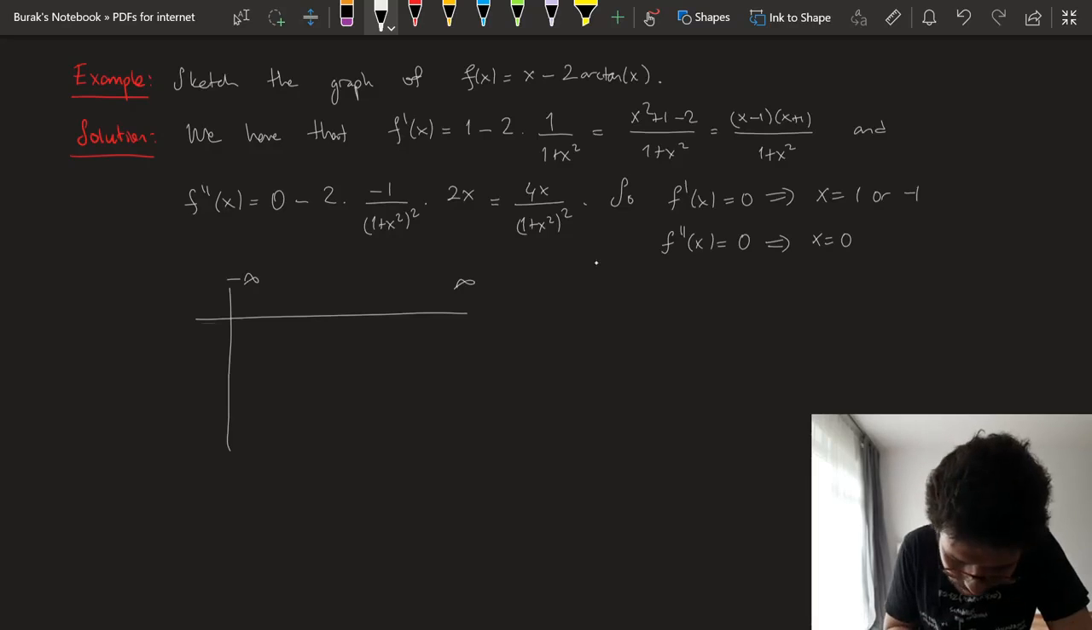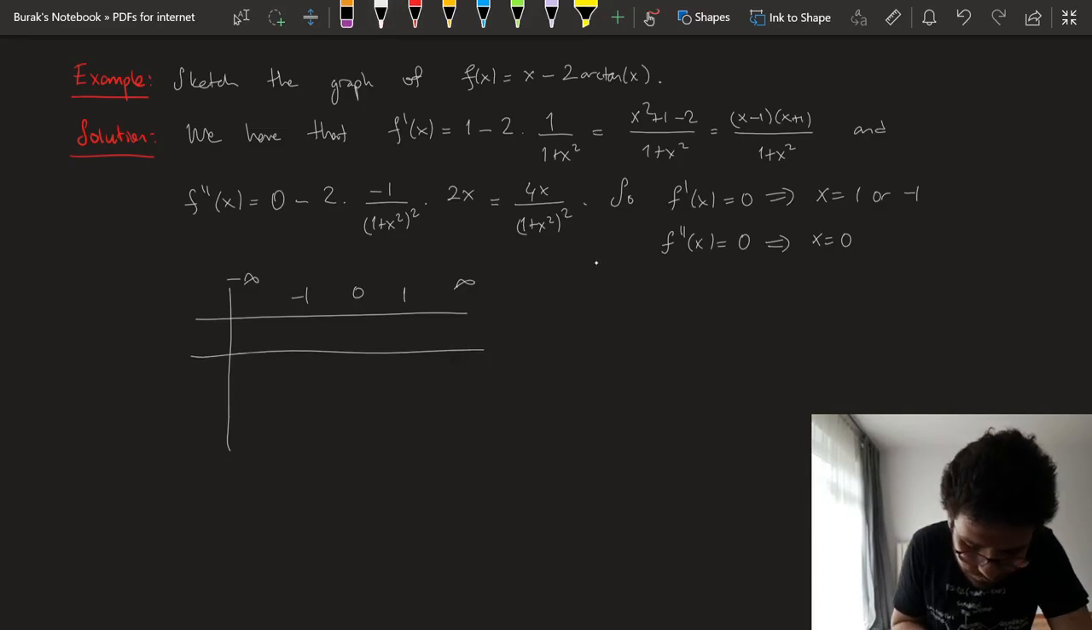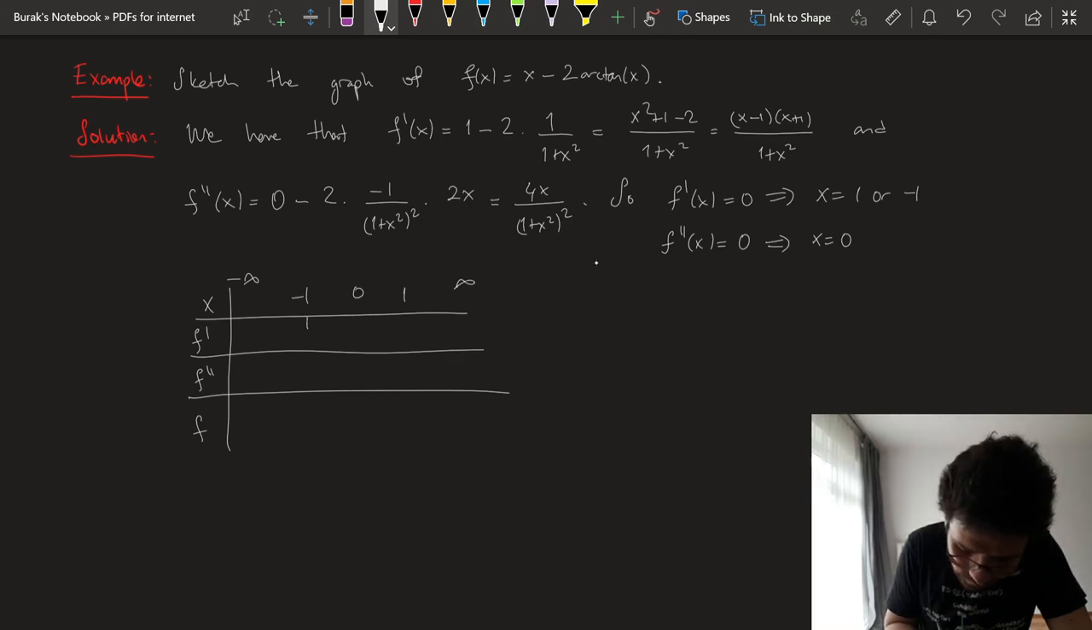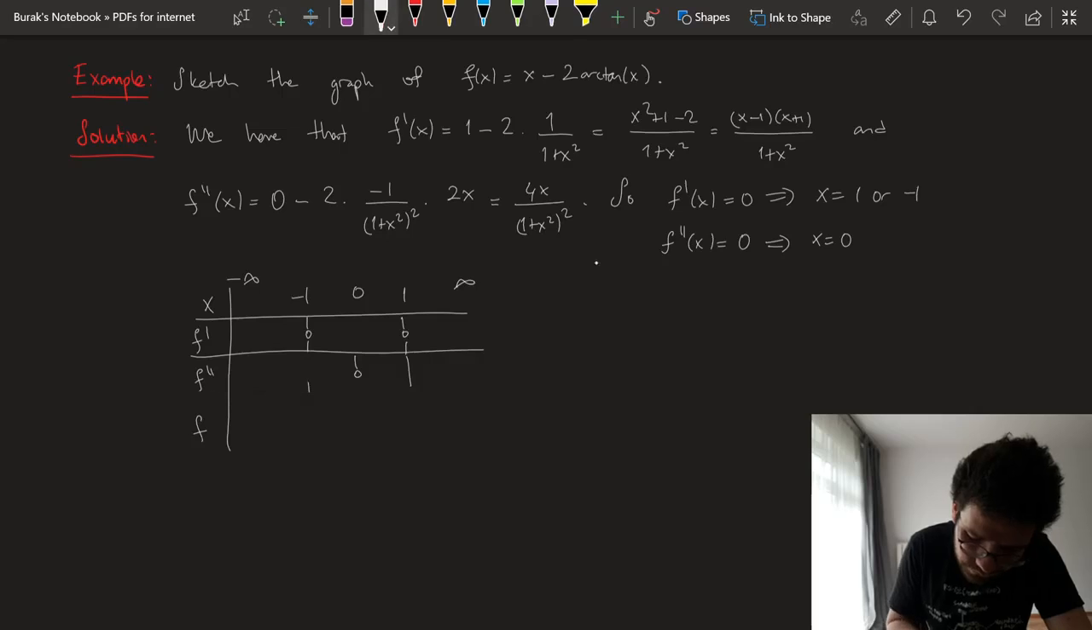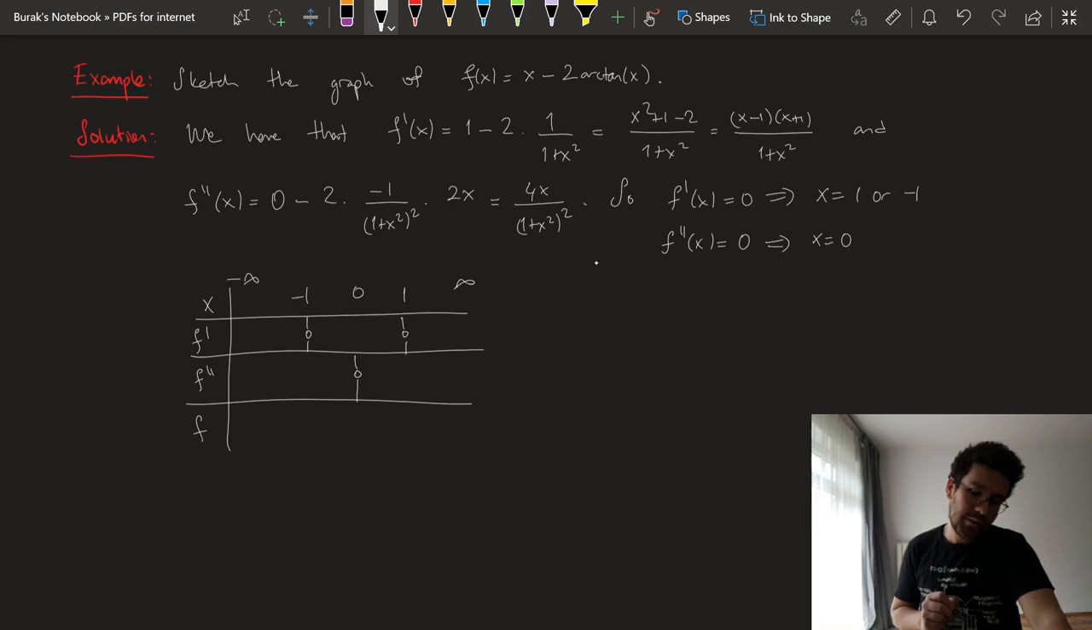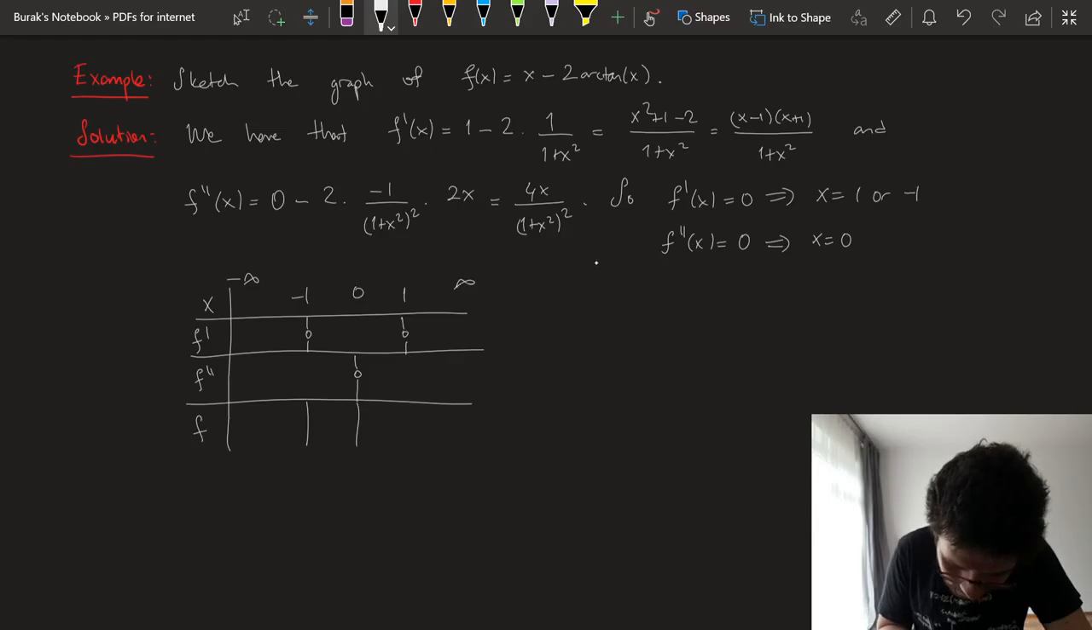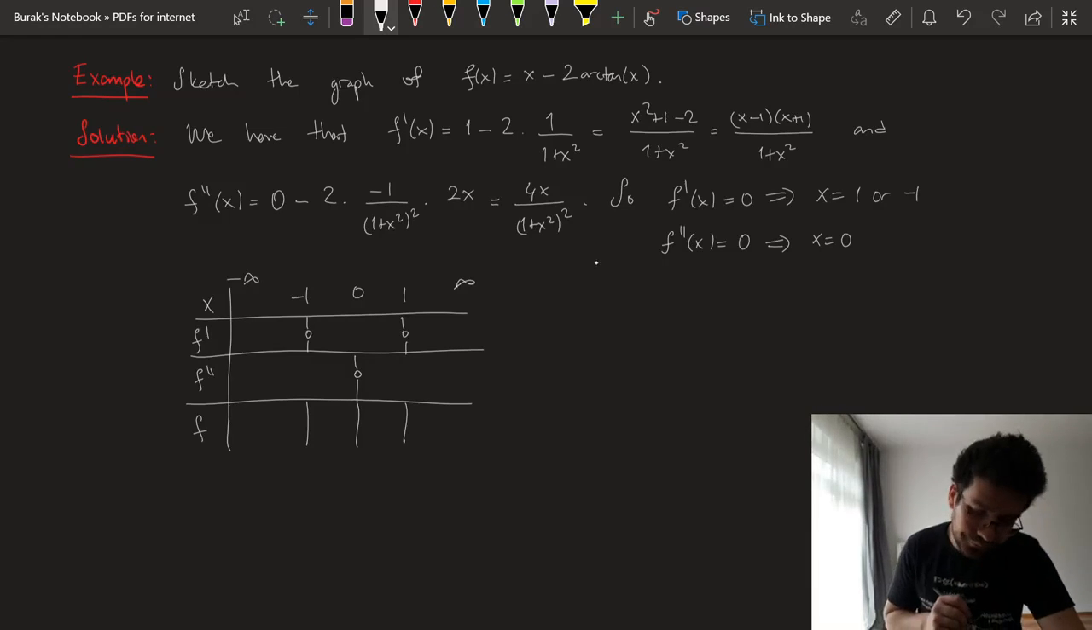So I have 3 points of interest. And pretend that this is f prime, f double prime, and f. So I have two critical points here, and I have a point where the second derivative is 0. And now I'm going to fill in this table.